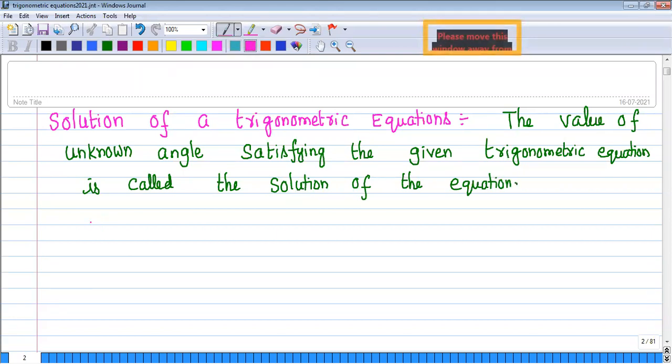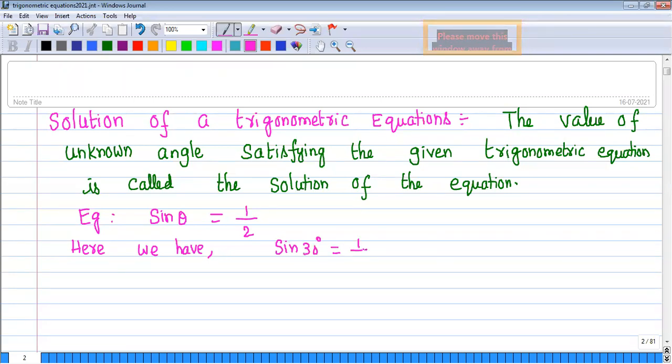Example, let us go for example. For example, sin theta is equal to 1 by 2. See, here we have whatever you said, absolutely correct. Sin 30 is also 1 by 2. See, sine 150 is also 1 by 2. Even you remember sine 390 degrees also 1 by 2.